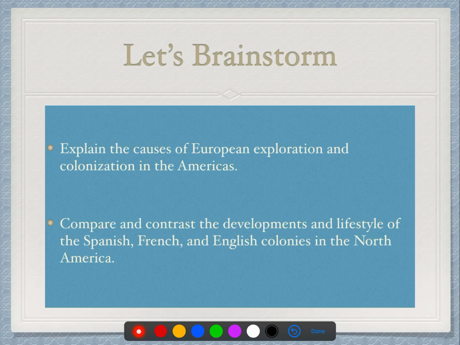So make sure that you can explain, as it says here, the causes. This is what we want to focus on. We want to make sure that we understand why, what the causes are for European exploration. We're really going to spend essentially the rest of the year talking about the effects.